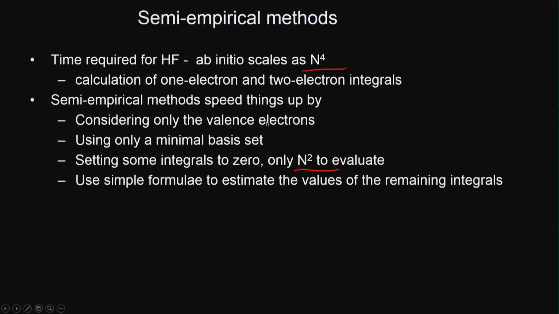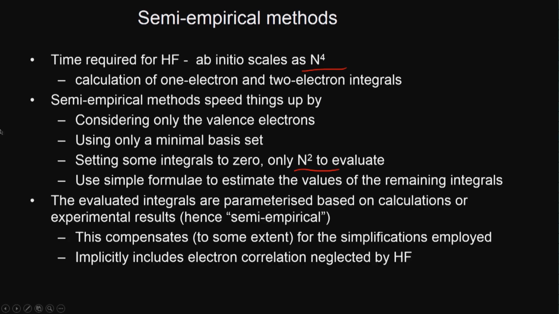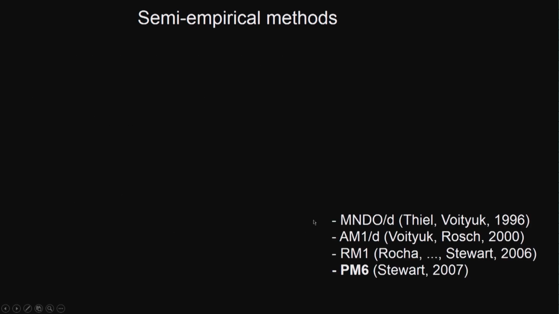So we take only the valence electrons and a minimal basis set, and set some integrals to 0. The evaluated integrals are also parameterized based on calculations or experimental data, which is why it is called semi-empirical. This compensates to some extent for the simplifications. It implicitly includes electron correlation neglected by HF; whatever we neglect, we include that. There are many methods, MNDO, AM1, RM1, PM6, developed over a period of time, starting from the 1960s going to the 2000s.